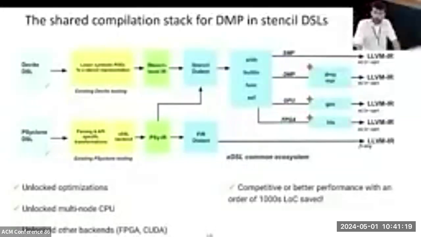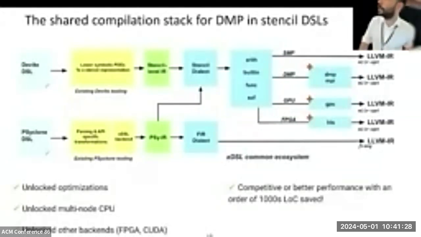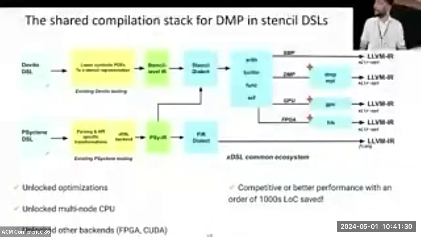grayed out background area is the whole of the shared compilation infrastructure that was implemented. It contains not only the predefined dialects of MLIR, like the arith, built-in func, and standard control flow that have been used, but also the customized ones.